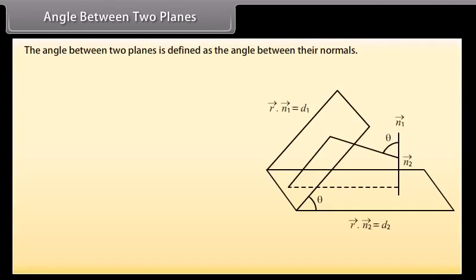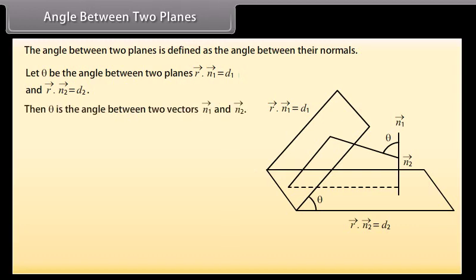Angle between two planes. The angle between two planes is defined as the angle between their normals. Let theta be the angle between two planes, r·n1 = d1 and r·n2 = d2. Then theta is the angle between the two vectors n1 and n2. cos theta equals the modulus of n1·n2 divided by the modulus of n1 times the modulus of n2.